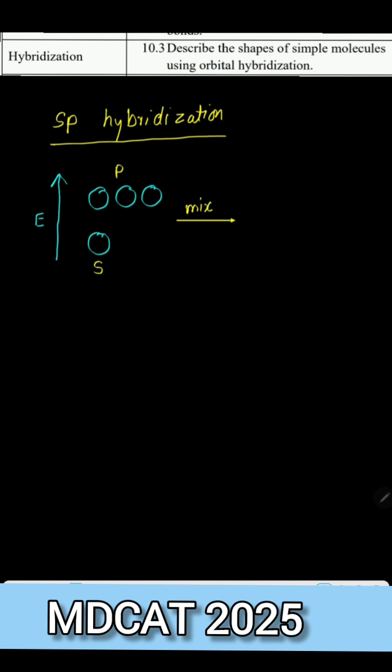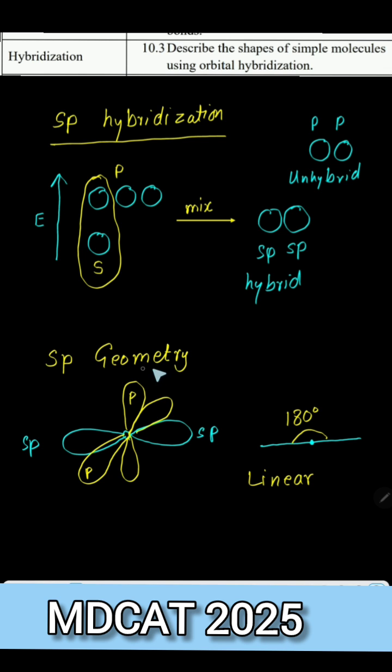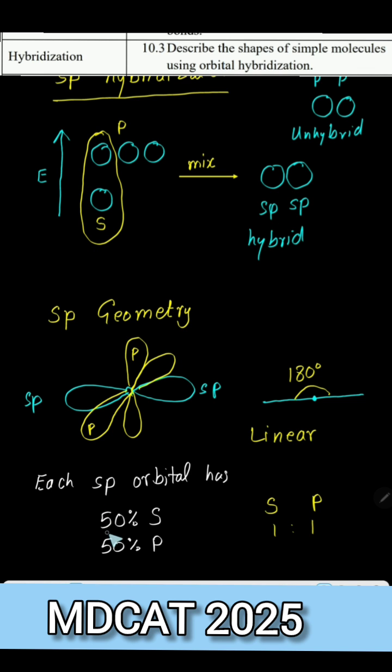sp hybridization. In this hybridization, one s and one p orbital mix together, giving us two hybrid orbitals. Each orbital is termed sp, while two unhybrid p orbitals remain. sp geometry: the two sp orbitals are at maximum distance from each other, giving us an angle of 180 degrees with linear geometry, while the two unhybrid orbitals py and pz remain in their axes perpendicular to the hybrid orbitals. Each sp orbital has 50% s character and 50% p character because they mixed in a 1:1 ratio.